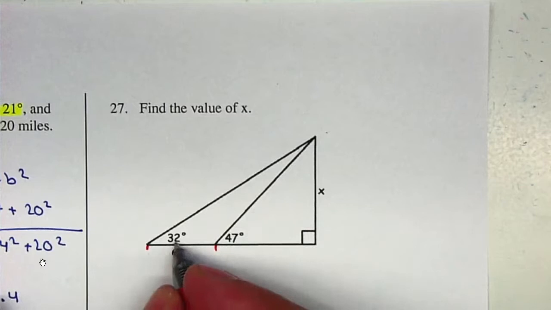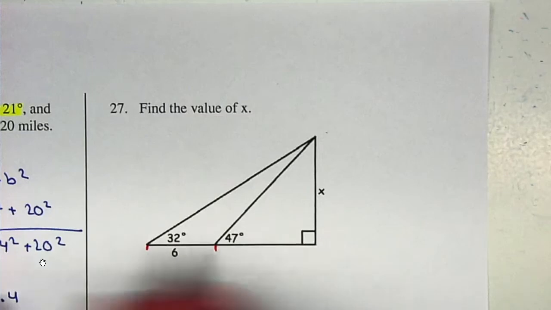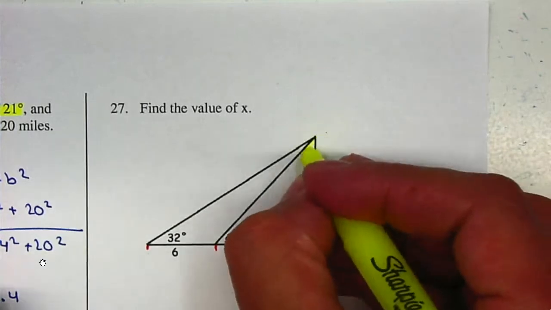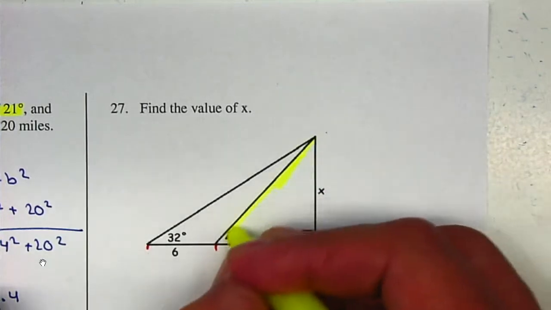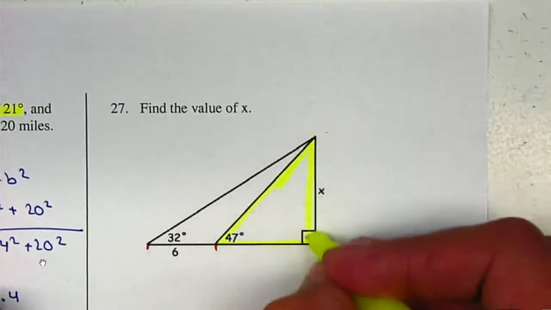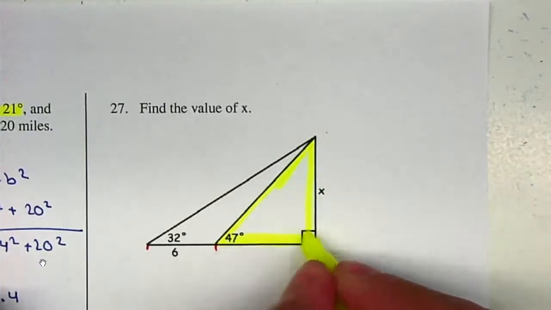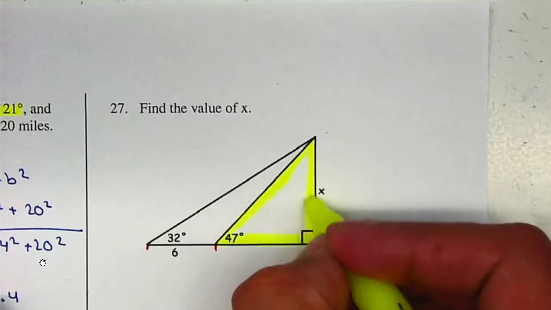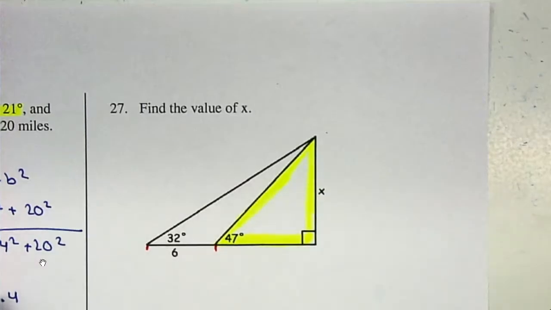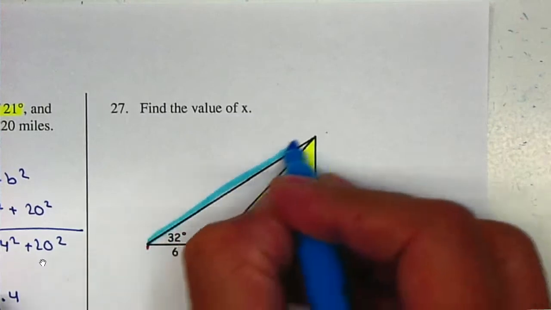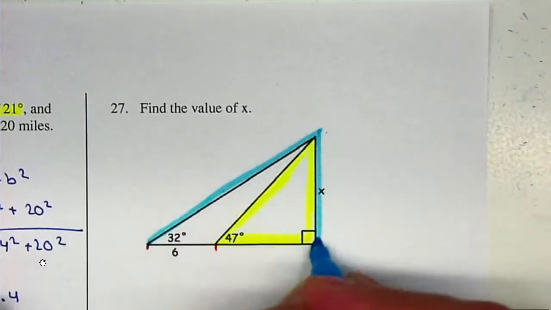They give you 32 degrees and 47. We are going to have to use two right triangles because we only know how to work with right triangles at this point in the class. So the first one will be this smaller triangle. And we have another right triangle, the larger triangle, which is this outside triangle.